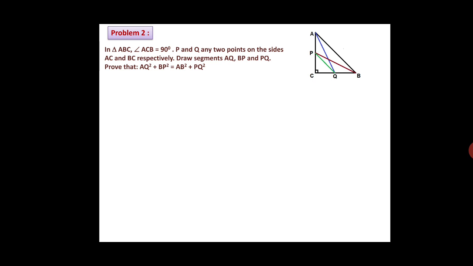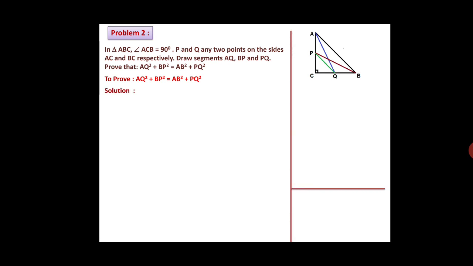Let us try for the second problem. In triangle ABC, angle ACB is 90. P and Q are points on the sides AC and BC respectively. Draw segments AQ, BP and PQ. Then you have to prove that AQ square plus BP square is equal to AB square plus PQ square. So this you are going to prove. Let us try for this solution.